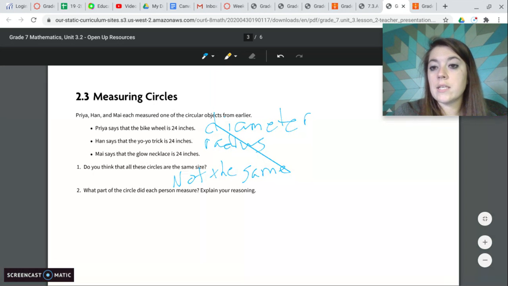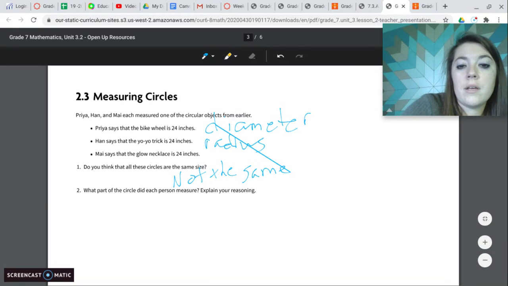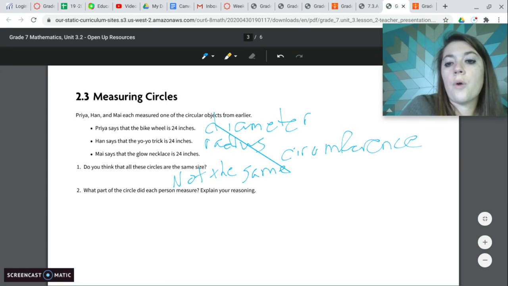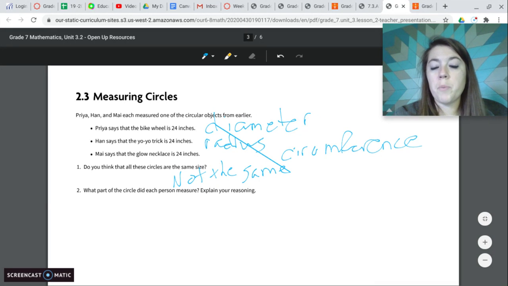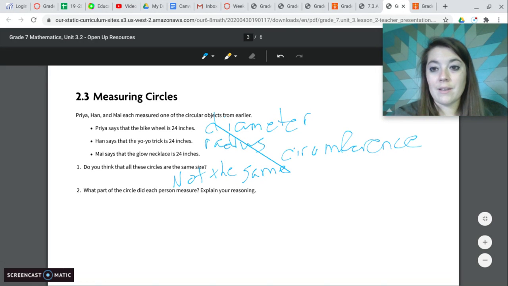And then Mai says the glow necklace is 24 inches. Most necklaces are 24 inches. There's a lot of them that have a 24 inch, and that's circumference. It's the distance all the way around. So being able to recognize these different parts and what they might be measuring, but can still be getting all the same value, knowing there's different parts of a circle to measure. So keep that in mind as you're doing these, okay?